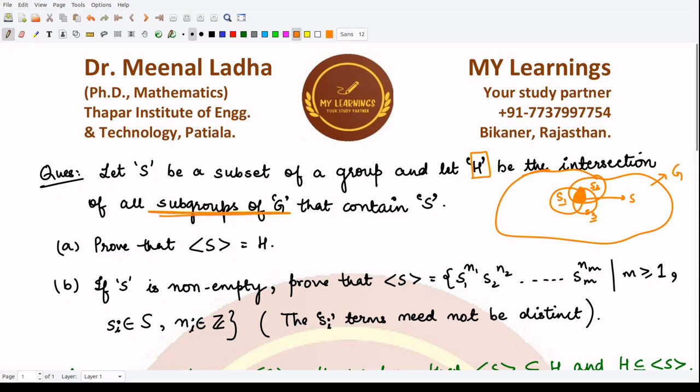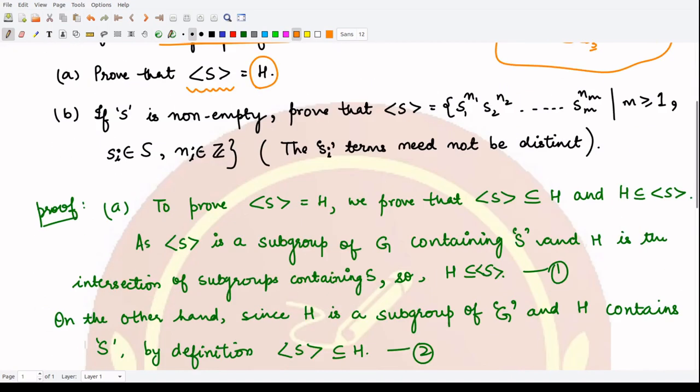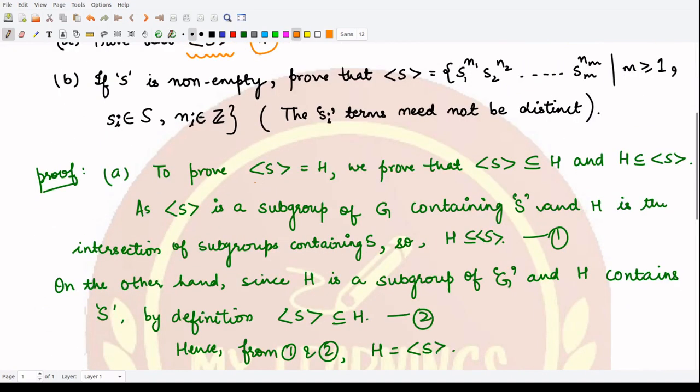So here we have to prove that the set which is generated by this S is equal to this subgroup H. This is the first part. Let's proceed to prove this first part. In the first part we have to prove that this set generated by S is equal to H. So we will prove that the set generated by S is contained in H, and H is contained in the set generated by S, right?